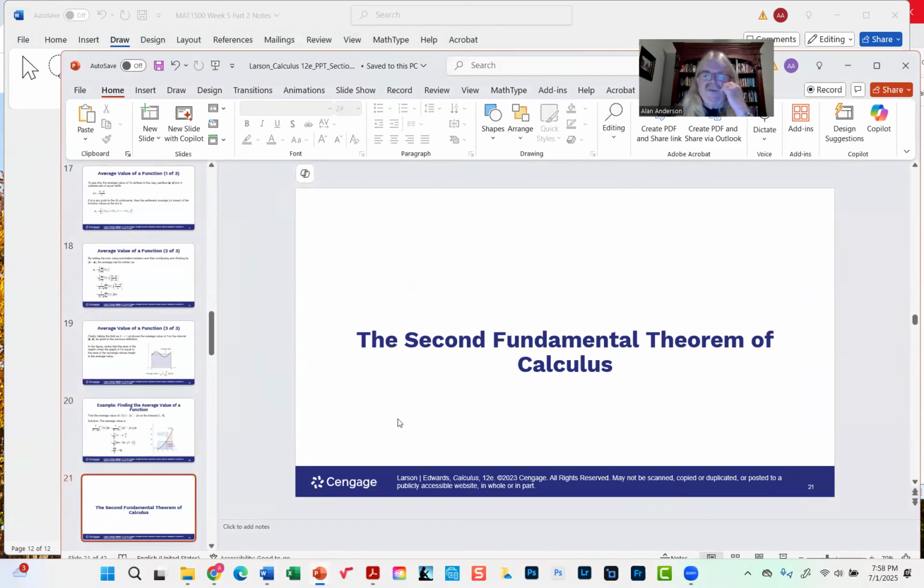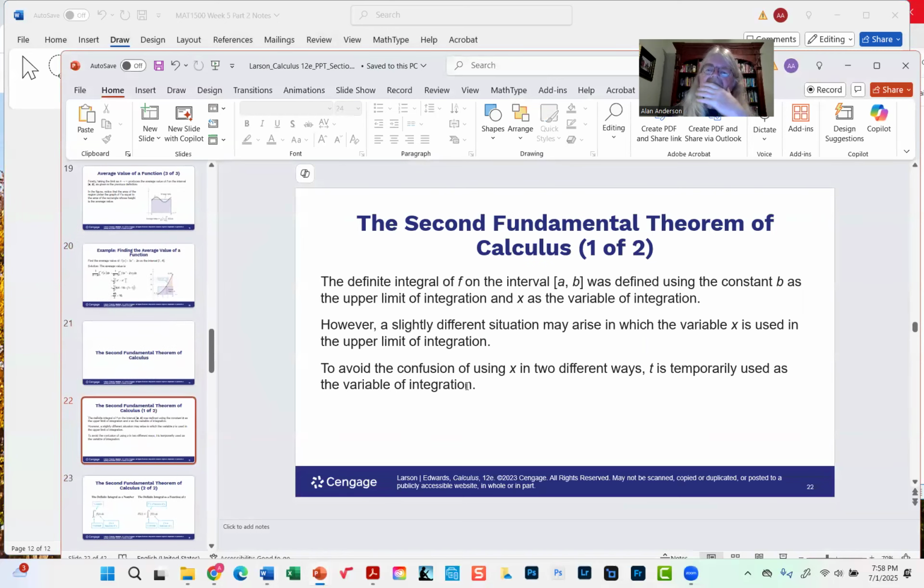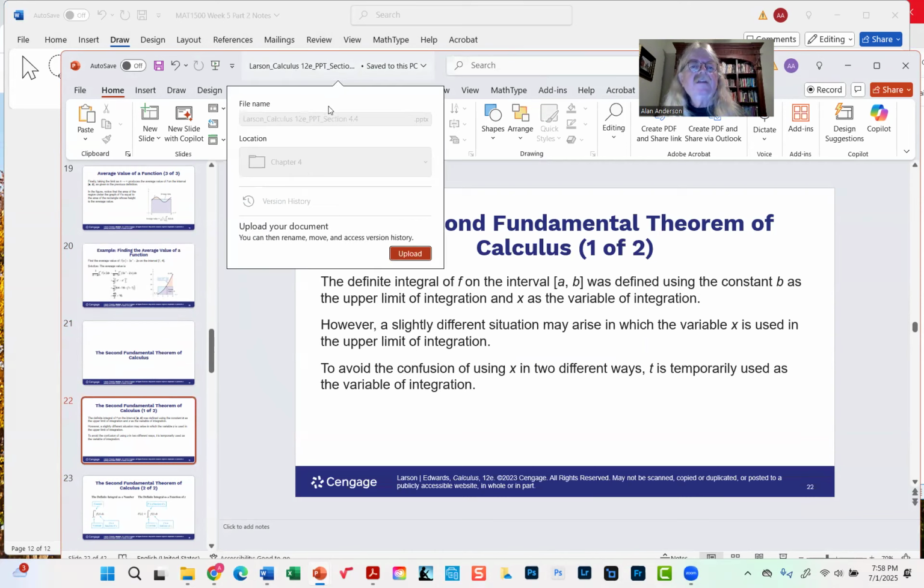Now, the second fundamental theorem, like I said, it's an equivalent version of the same thing. It's expressed a little bit differently. What they're doing is introducing a fairly complicated idea that one of the limits of integration is not a constant, but a variable. So I think maybe we can knock it off right here, and we'll pick this up next time. This is the end of 4.4.